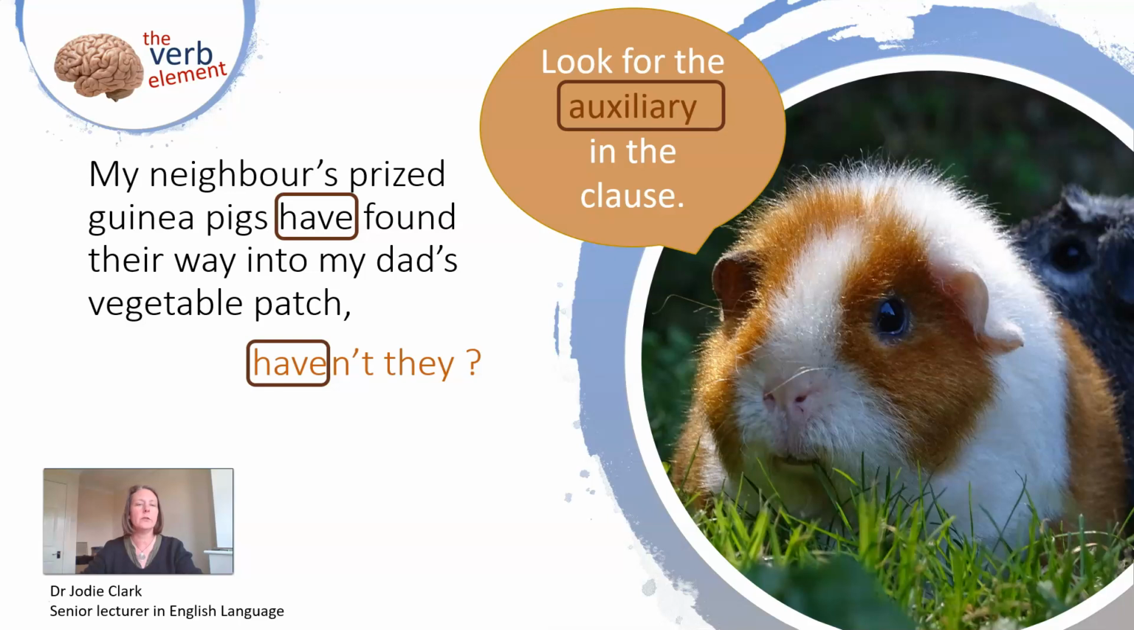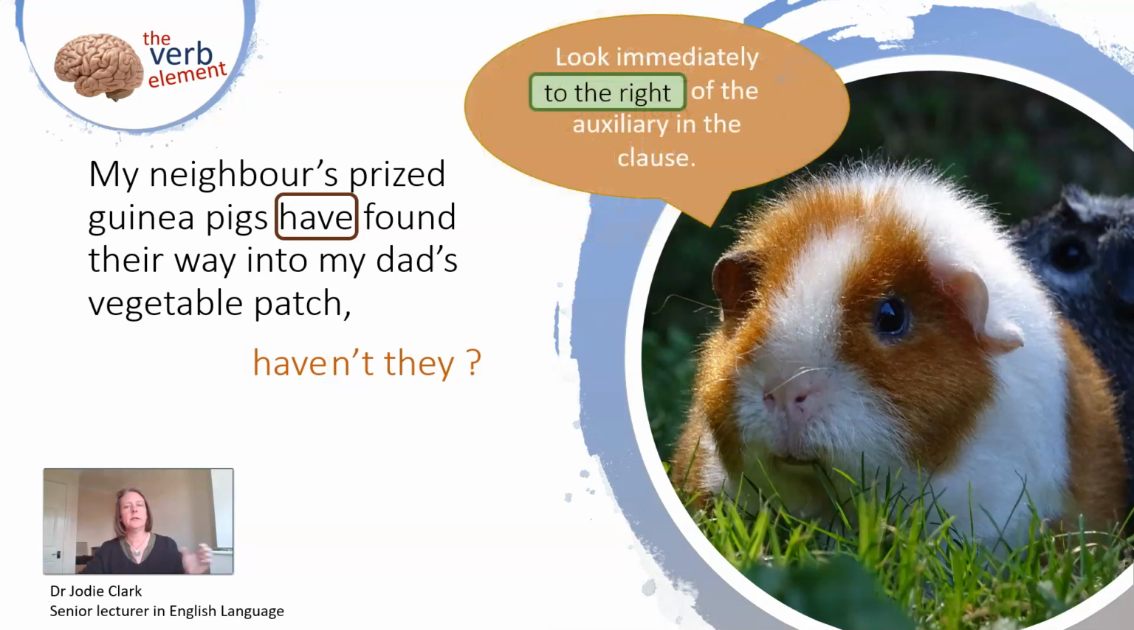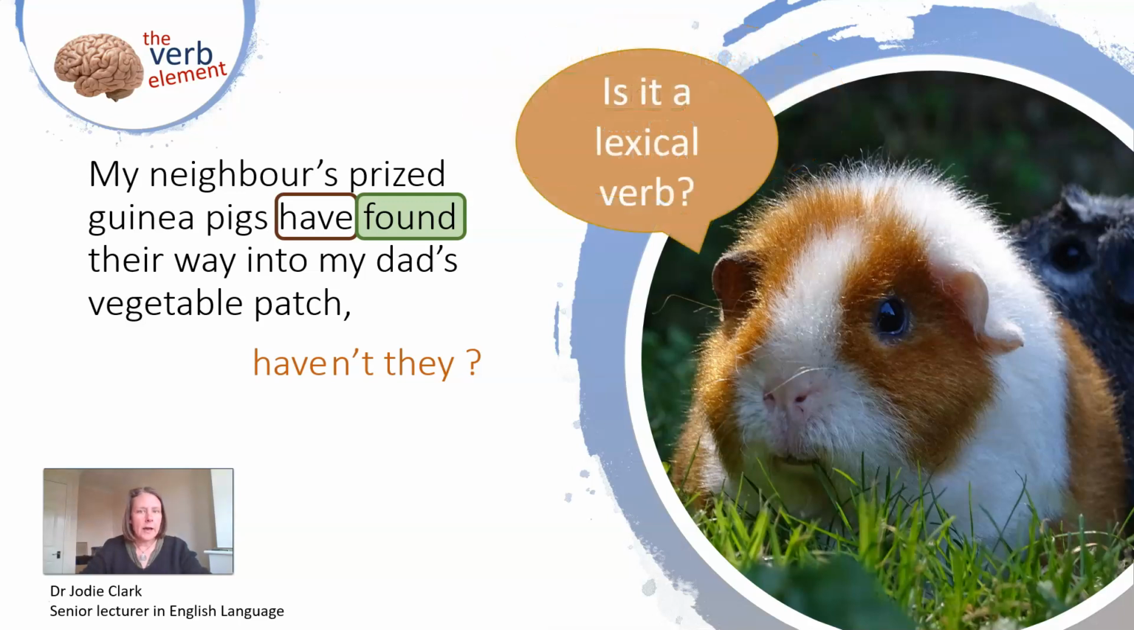And then the next thing we do is we look immediately to the right of the auxiliary in the clause. So effectively we look at the next word. And the next word here is found. So we ask ourselves, is that a lexical verb? Okay, now we know that a lexical verb is one where we can define it or act it out. So if I had to define the word found, I would say, well, finding something, that's like when you're looking for it and then its location becomes known to you. So I can define it.